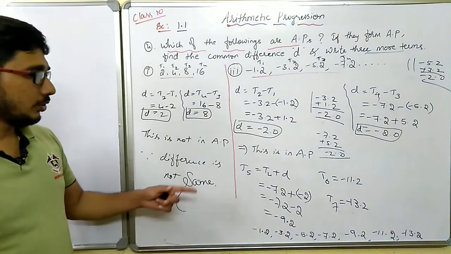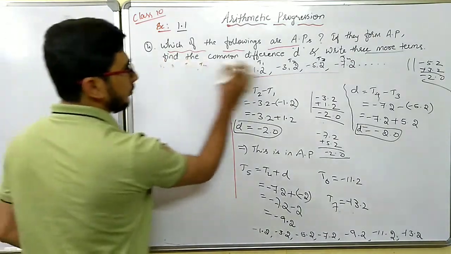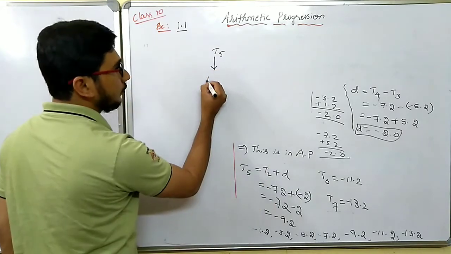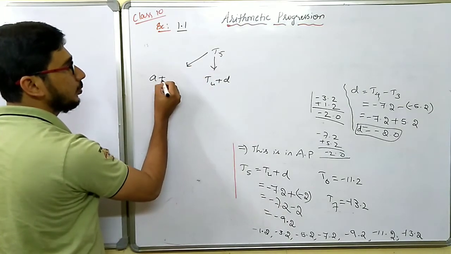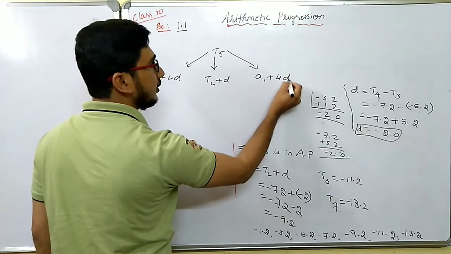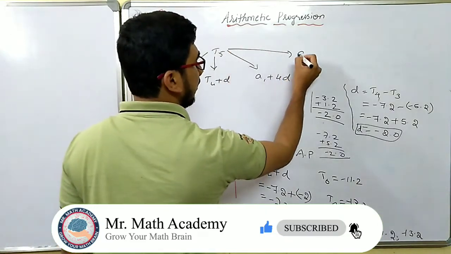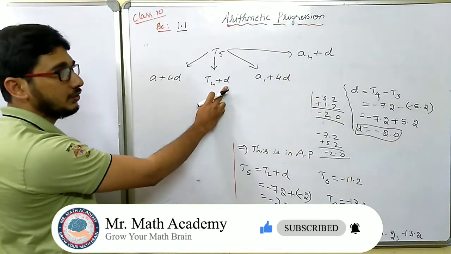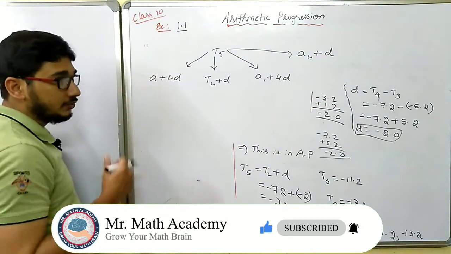So one more important concept I have to tell you here. I'll tell you now. I have written here T5 is nothing but the fourth term plus difference. T5 is also nothing but a plus 4d. This is also known as a1 plus 4d. And this is also called a4 plus d. Remember, for the fourth term you are just adding the difference. For the first term, 4 differences you are adding.